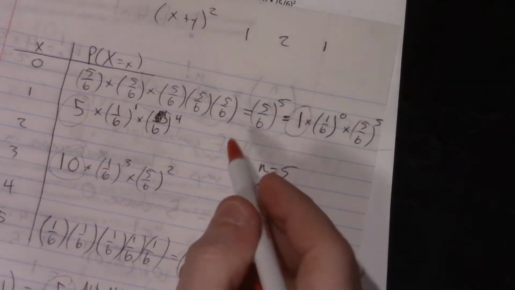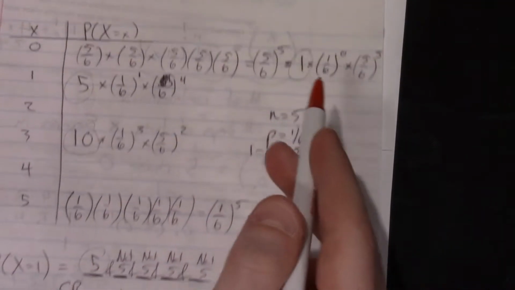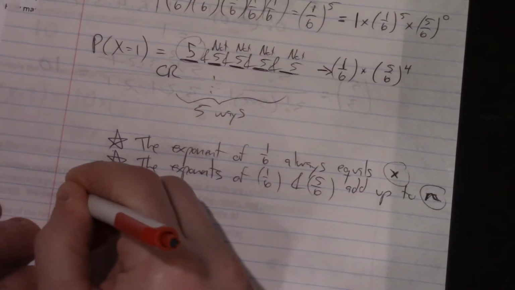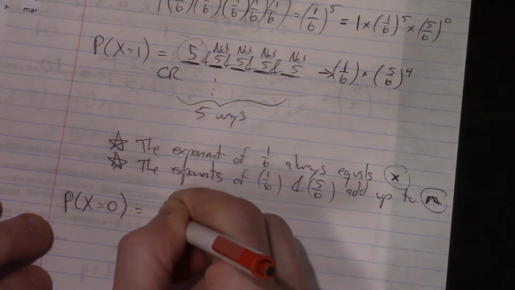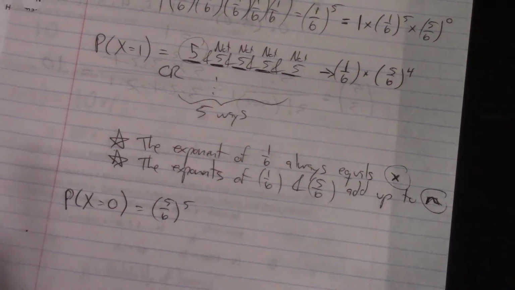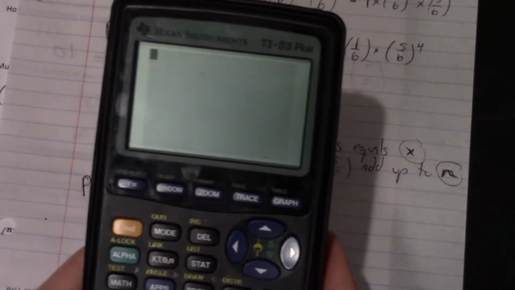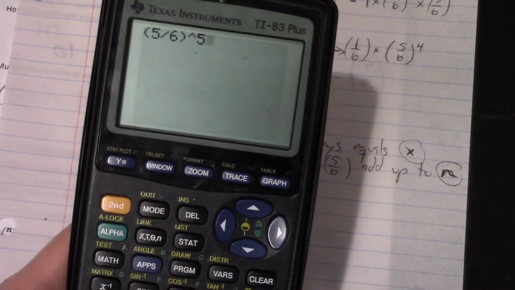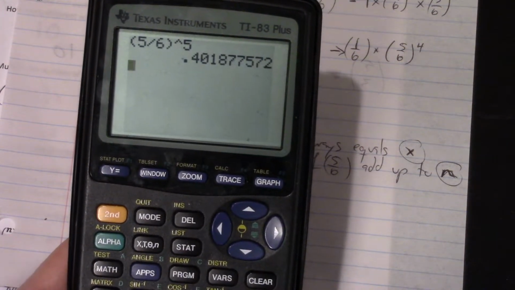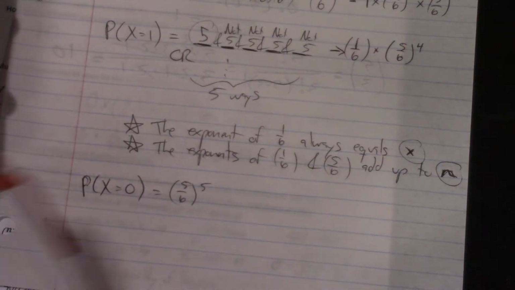So say we wanted the probability that x is 0, so that should be 5/6 to the 5th. Okay. So if we do that by just manually calculating that, so we have 5/6 to the 5th, so we get 0.4019 if we round it to 4 spots.